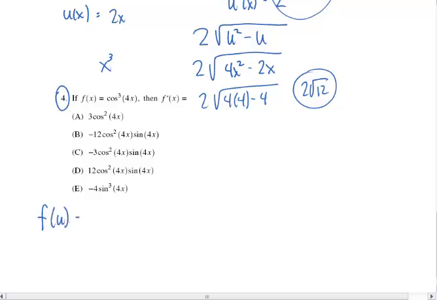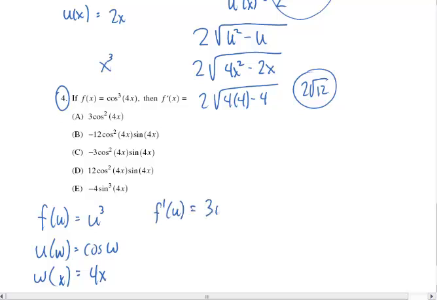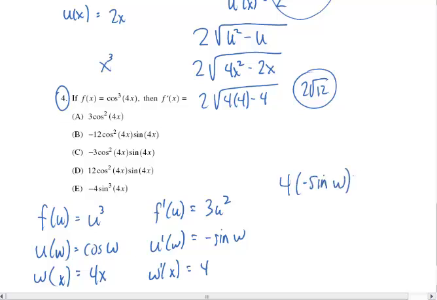f of u equals u cubed, because that's the outermost function. u of w equals cosine of w, and w of x equals 4x, 3 layers deep. So we now have f prime at u is 3u squared. u prime of w is negative sine of w, and w prime of x is equal to 4. Multiply them together, 4 times negative sine of w times 3u squared.